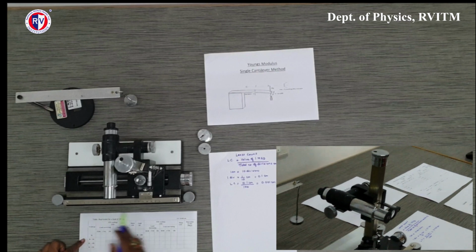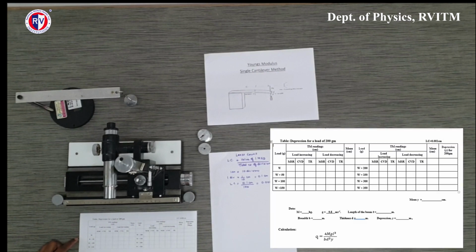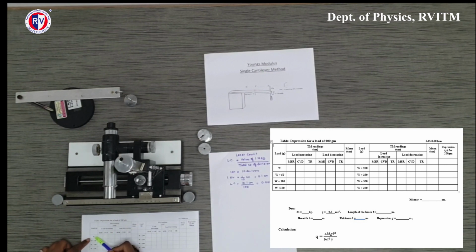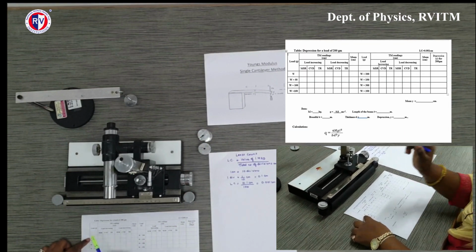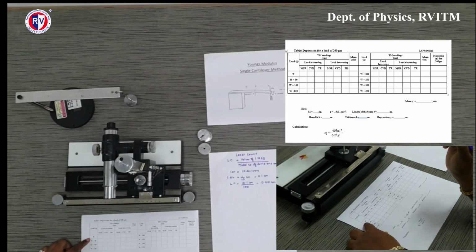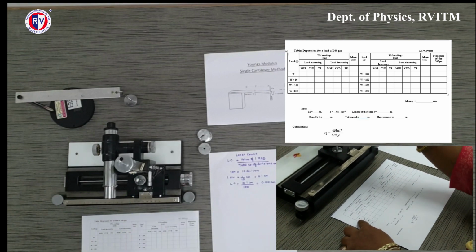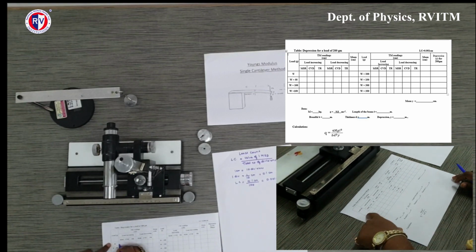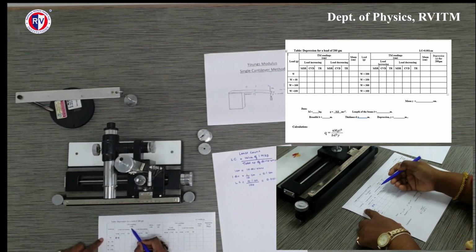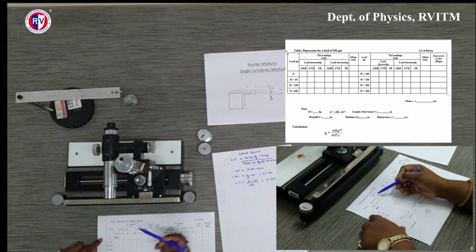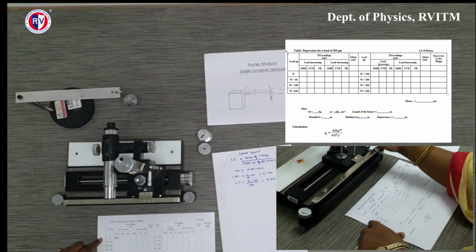So now let us look at the tabular column. This table shows us the depression for a load of 200 grams. I have placed a load W here as I have already shown. Now the reading which I see on the microscope is 5. So I write for MSR 5.0. As you can already see, the readings are in centimeter. So this is 5 centimeters.